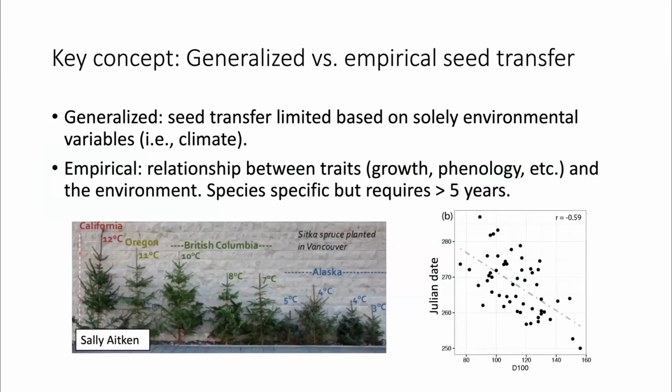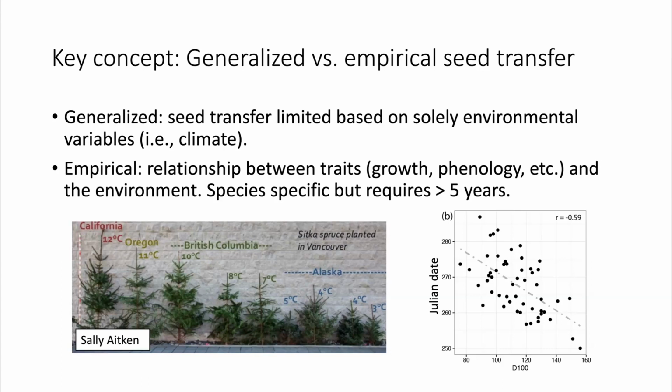So the other concept is this generalized versus empirical seed transfer approaches. A generalized approach uses solely environmental variables to estimate seed transfer. And in most cases, this is climate variation. Whereas an empirical seed transfer approach is using the relationship between traits and the environment, usually climate, to describe the variation in those traits. And these, of course, are species specific.